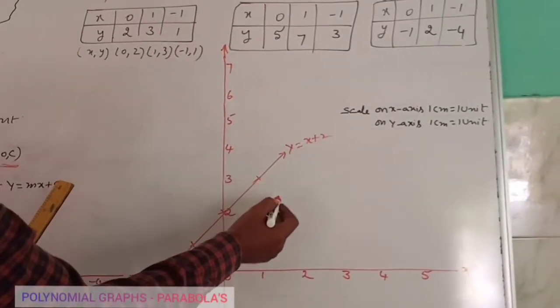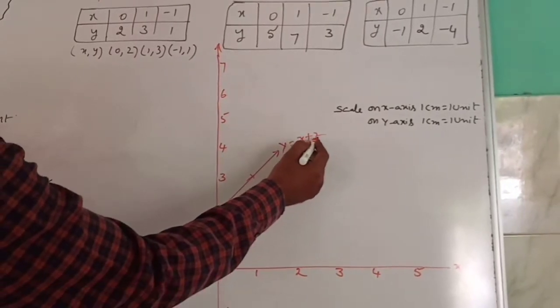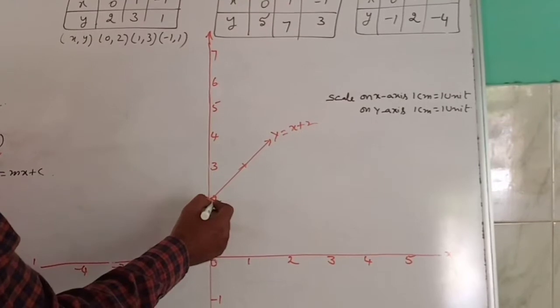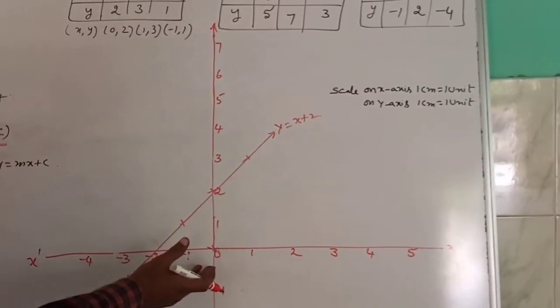So y equal mx plus c intersects the y-axis at 0 comma c. Here it meets the y-axis at 0 comma 2. It is a straight line, and it does not pass through the origin point.